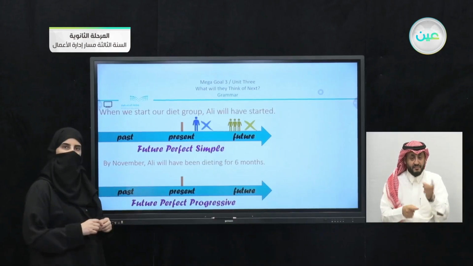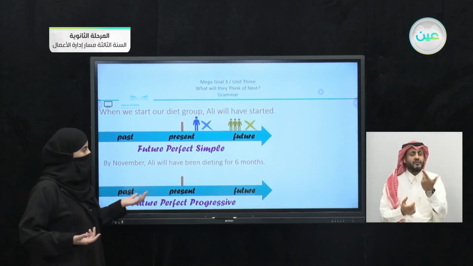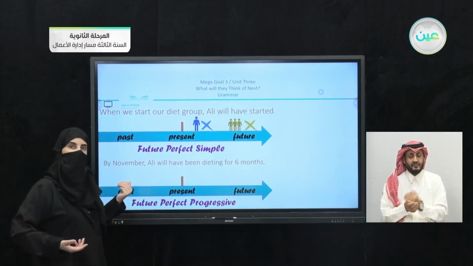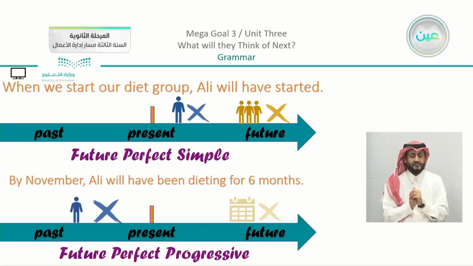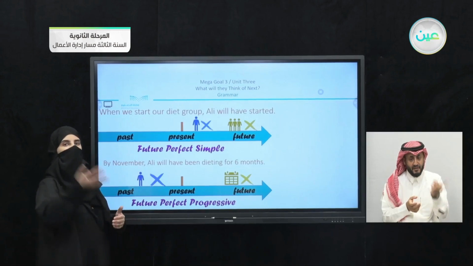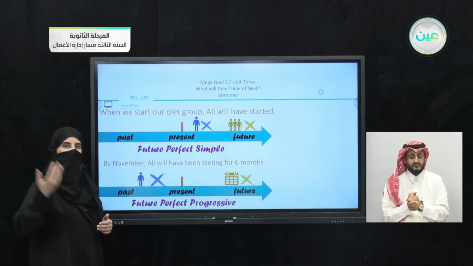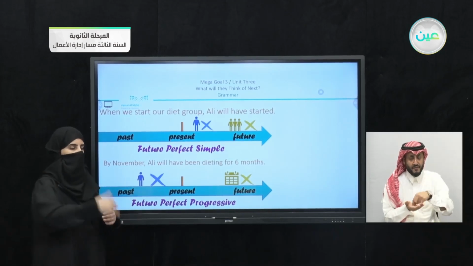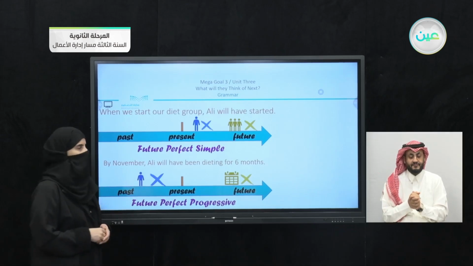Now also, we have the two actions, so which one starts before? We're talking about something that happened from the past. Now, by November, we have here the past, Ali started, and in the future, November. So by November, when November comes, Ali will have been dieting for 6 months. So an action that was started in the past and is going to be continuing till the future.